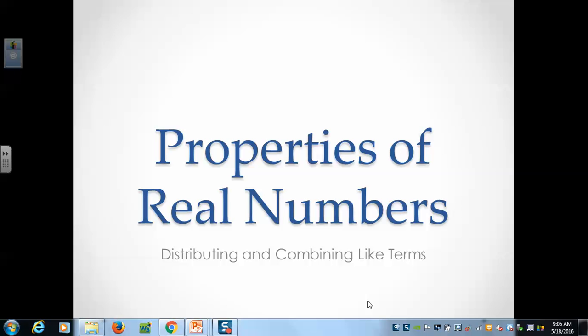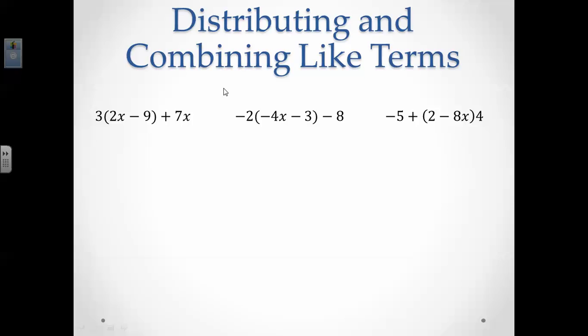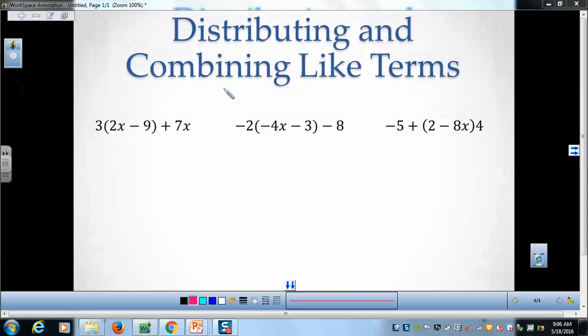Alright, my friends, here we go again. Now, the good news about today's lesson is that we're going to combine two of the topics that we just discussed, which is distributive property and combining like terms. Because there are occasional times where you may have to use both of these properties within the same type of problem. Alright, so jumping right in, let's look at our first example.